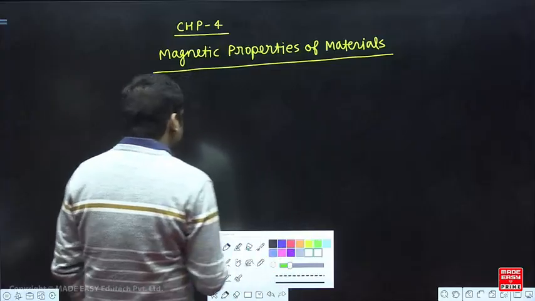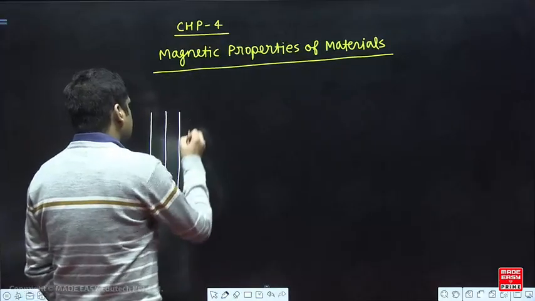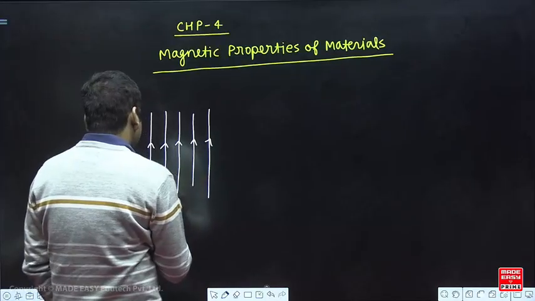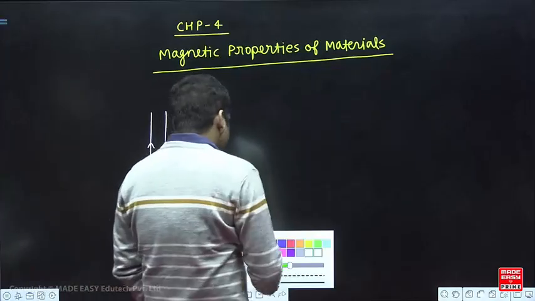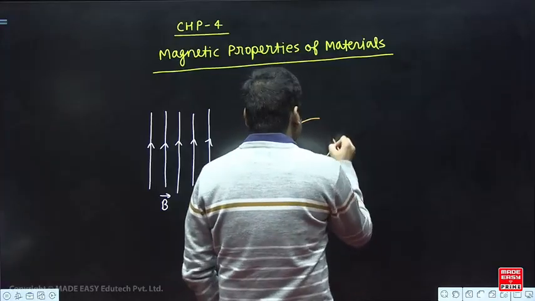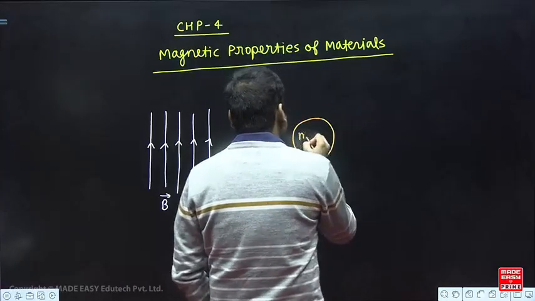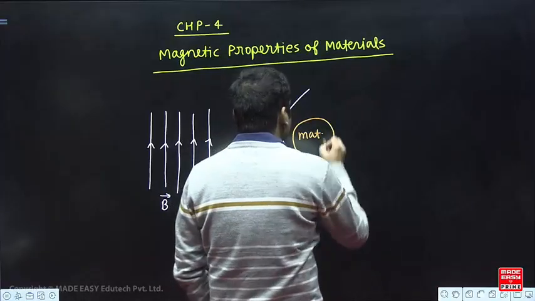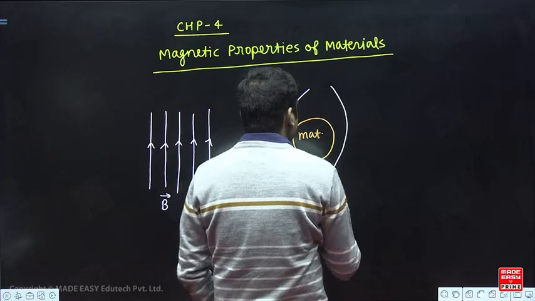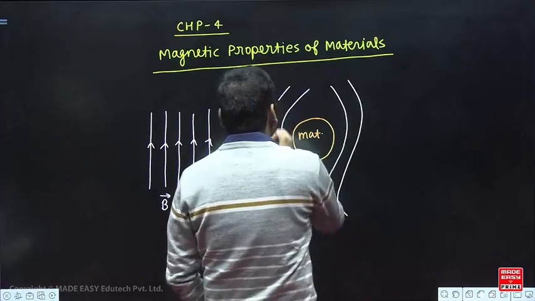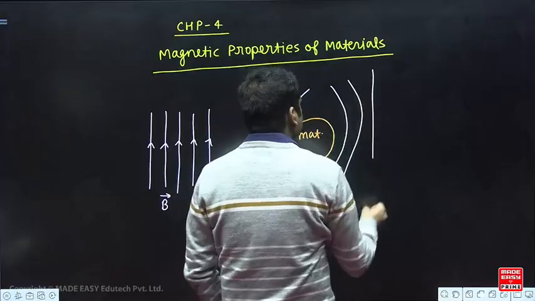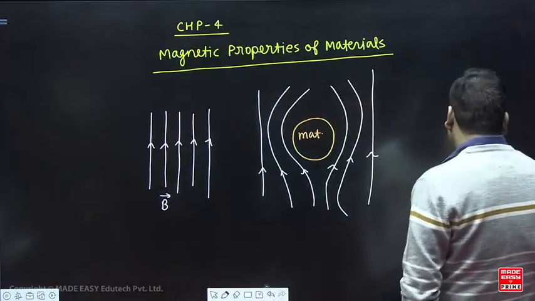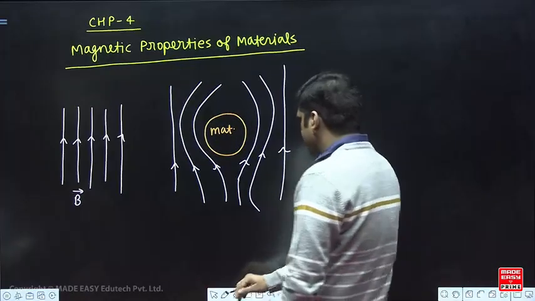Magnetic field lines are represented like this. These are the magnetic flux lines. This is denoted as B. Suppose we put a material, this is our material, and this material is put into a magnetic field. ये material magnetic field में put गया and field lines are repelled away. So it is known as magnetic material.